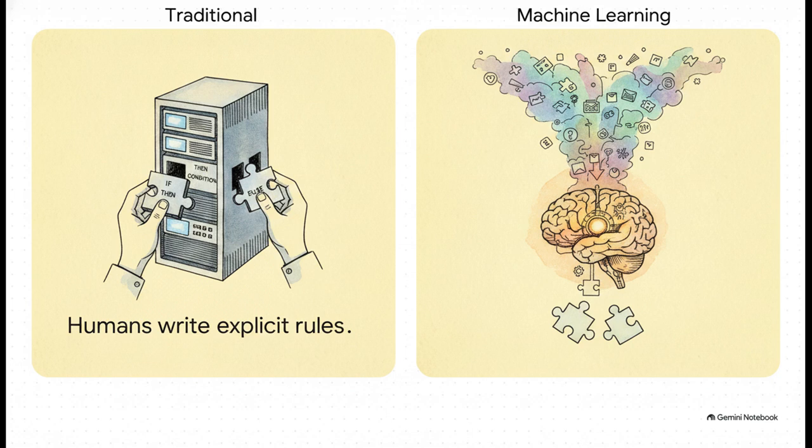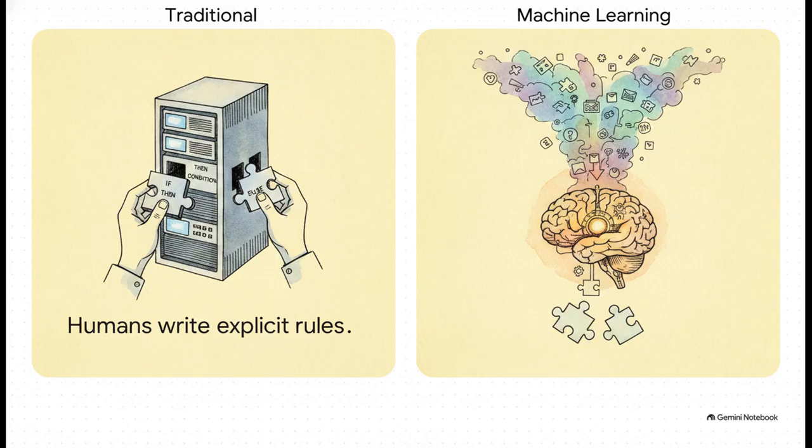But ML flips that entire equation on its head. With machine learning, we give the computer the raw data and the final answers, and the computer's job is to figure out the rules on its own. It learns the rules and then applies them to completely new data streams without you ever having to manually code a single if-then statement.